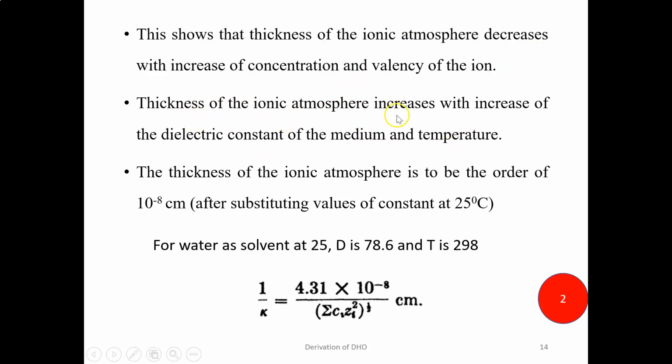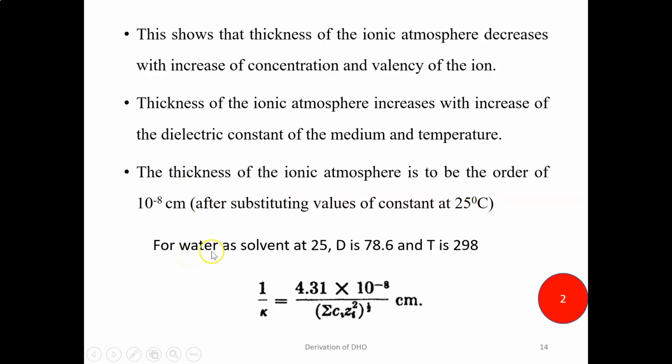The thickness of the ionic atmosphere increases with increase in dielectric constant of the medium and temperature. The thickness of the ionic atmosphere is of the order of 10 raised to minus 8 centimeter. So we have found that for various ionic atmospheres it will be in the range of 10 raised to minus 8 centimeters at 25 degrees Celsius.